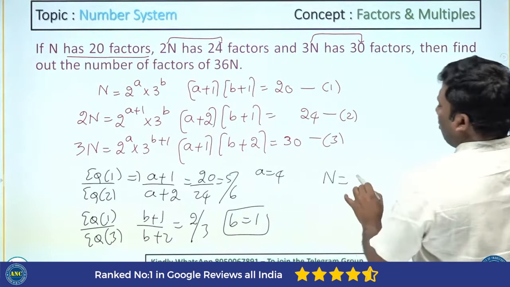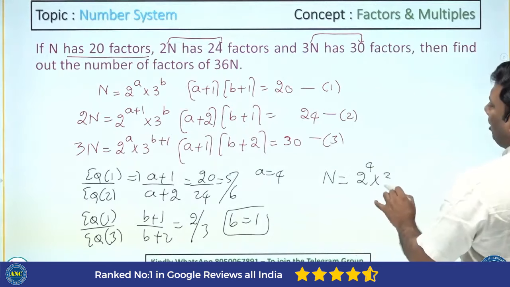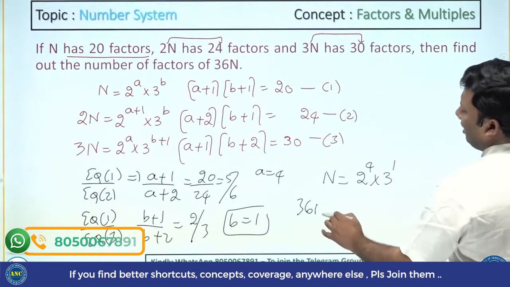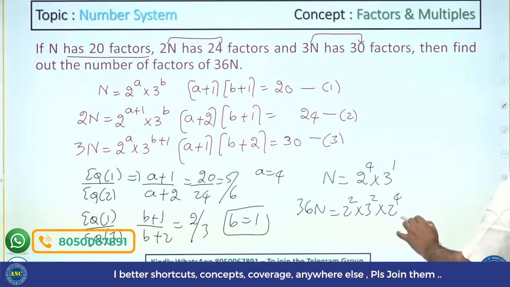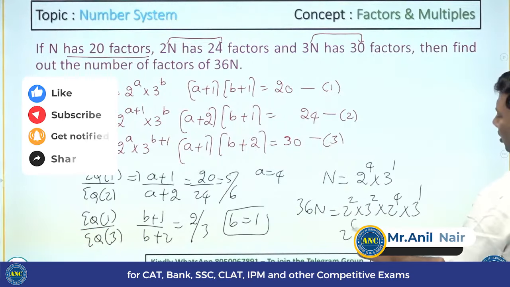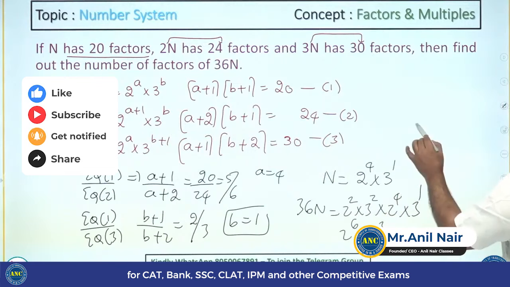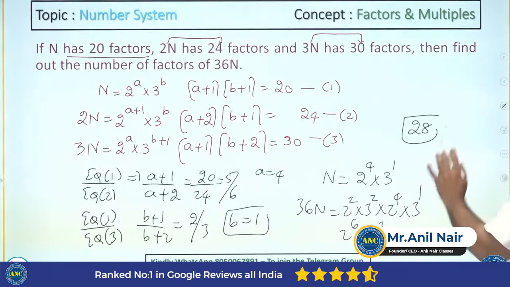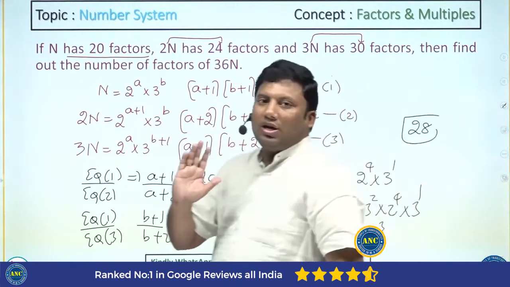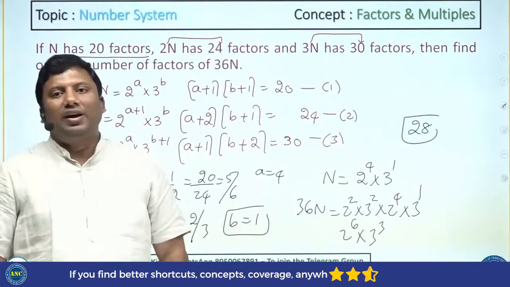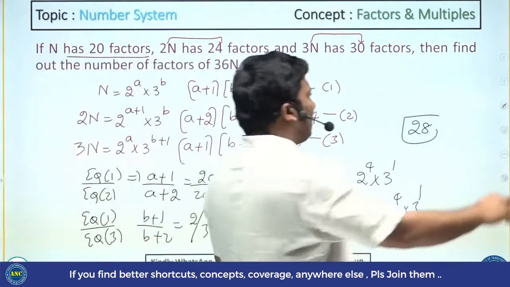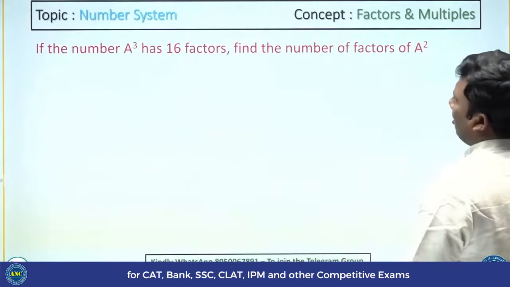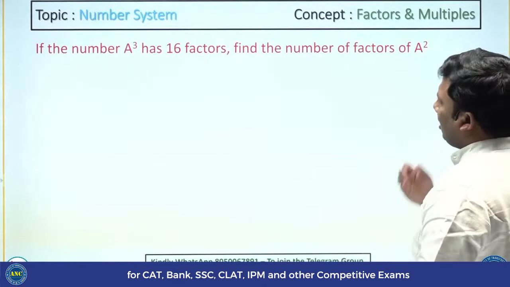n is equivalent to 2 power 4 into 3 power 1. 36n will be 2 square into 3 square into 2 power 4 into 3 power 1, which is 2 power 6 into 3 power 3. 7 4s are 28. Now I am sure that just by looking at a question, you will get an idea of how to solve these complex questions on factors and multiples.